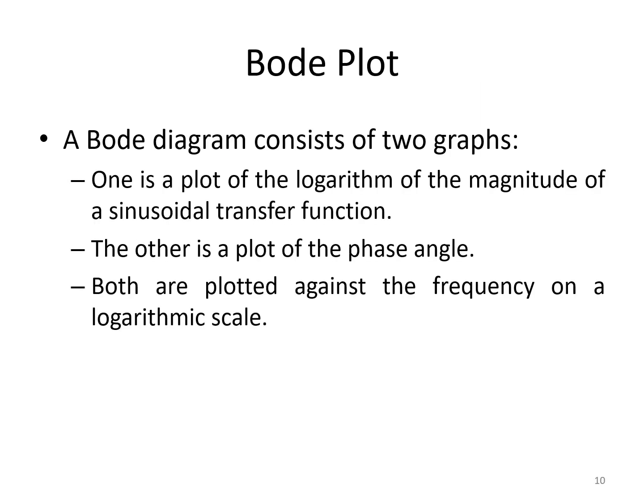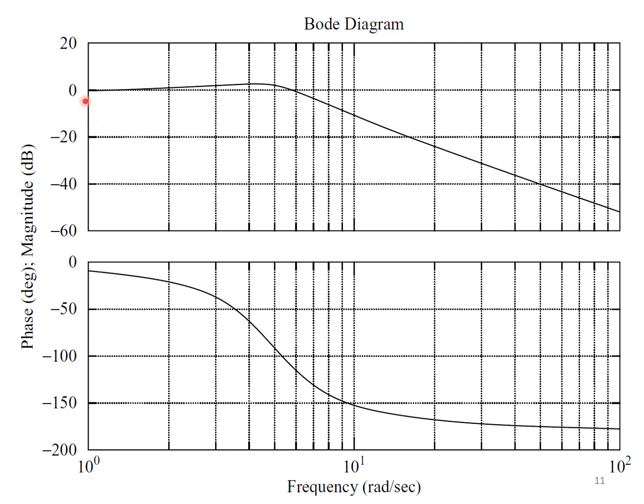Now coming to Bode's plot, a Bode diagram basically consists of two graphs. One is a plot of the logarithm of the magnitude of the sinusoidal transfer function. The other is the plot of the phase angle. Both are plotted against the frequency on a logarithmic scale. So this is the plot of magnitude and phase.